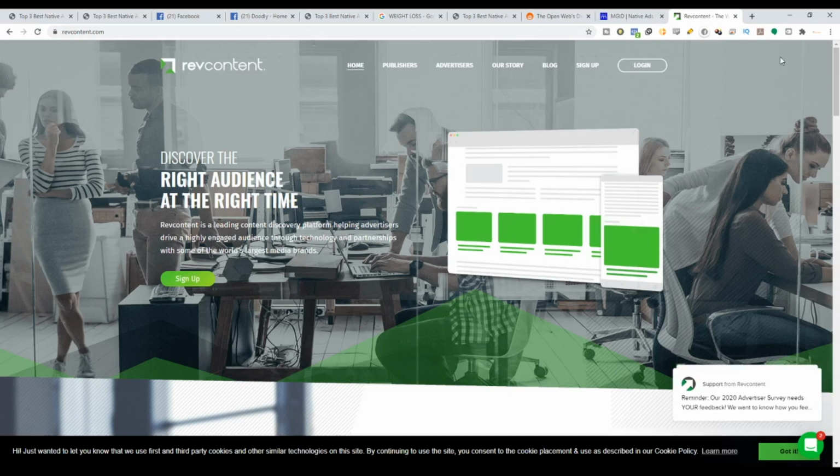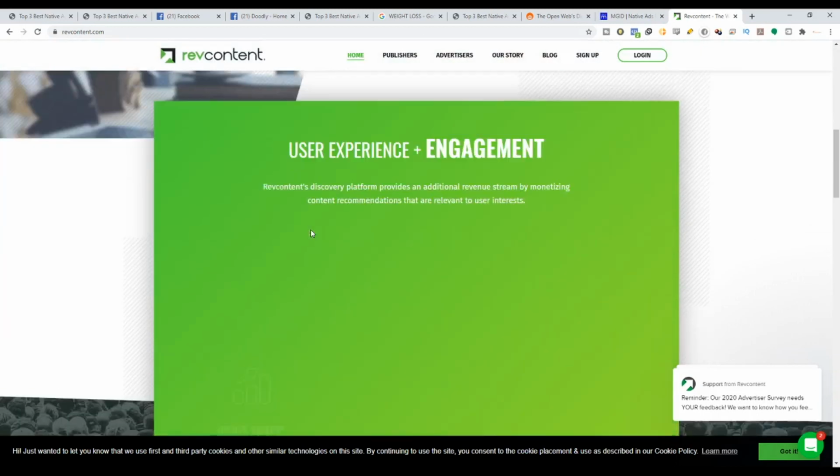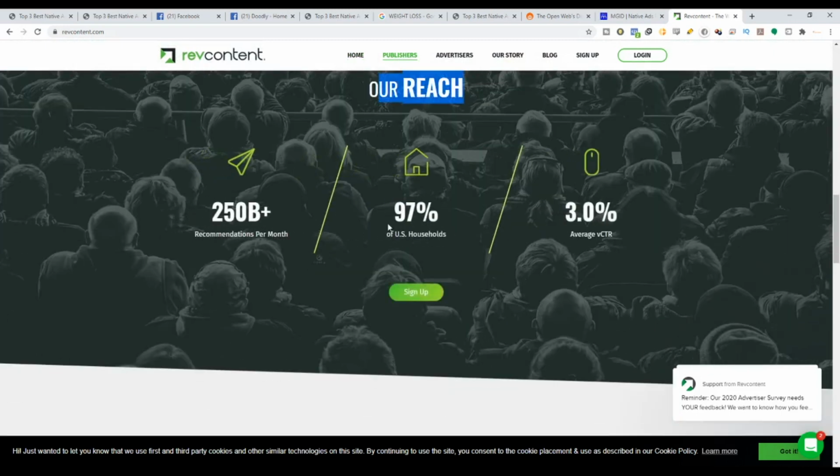Rave Content is much more famous when it comes to the United States audience. So if you're targeting the United States alone, then you can use Rave Content, for example, because Rave Content actually reaches 97% of US households, guys. You have to keep this in mind when you're running an ad.